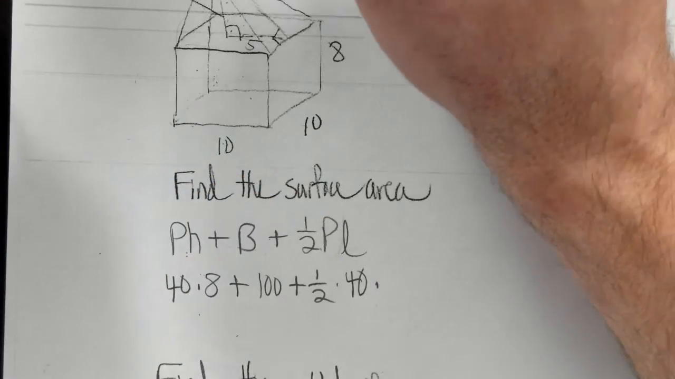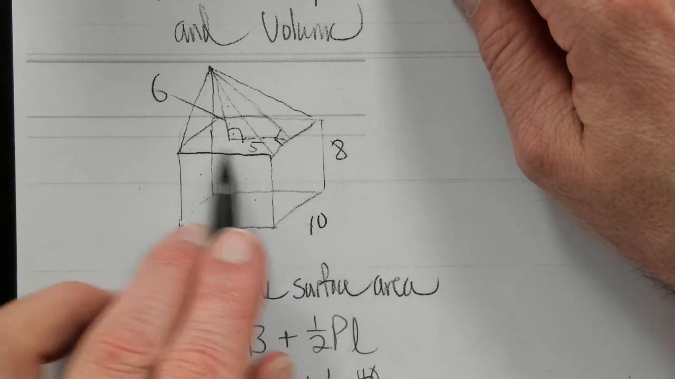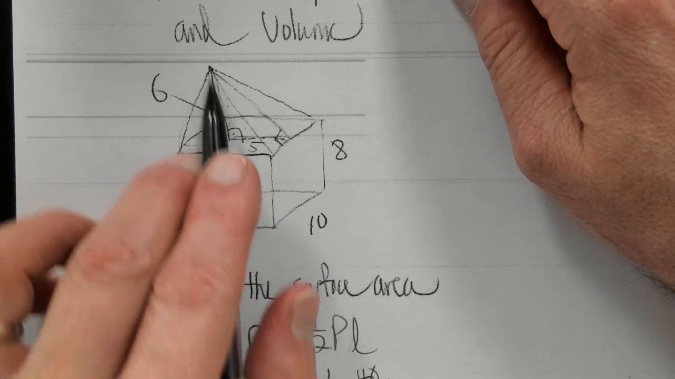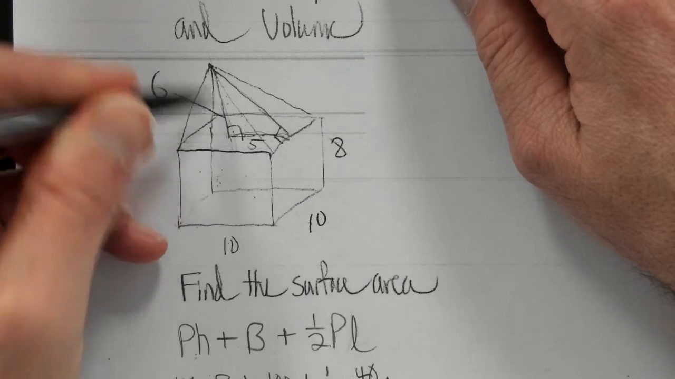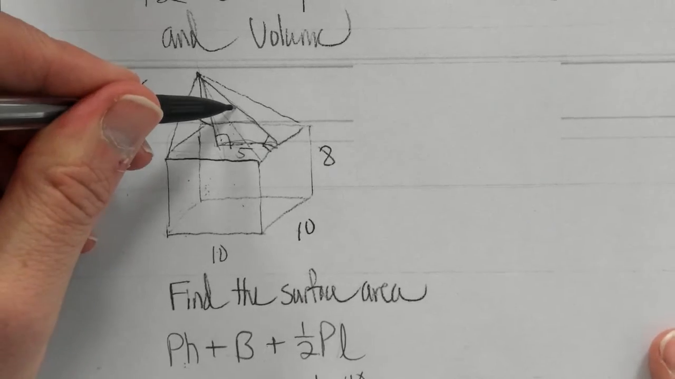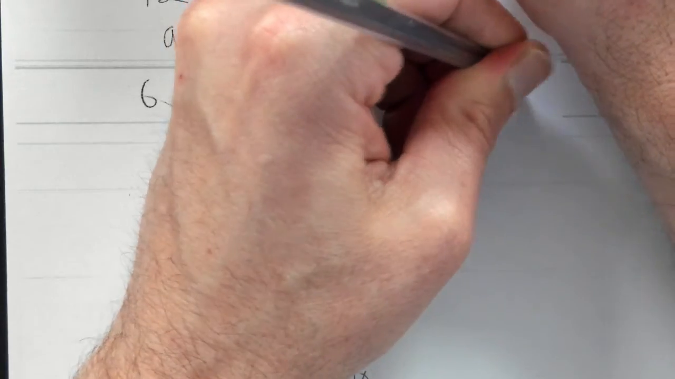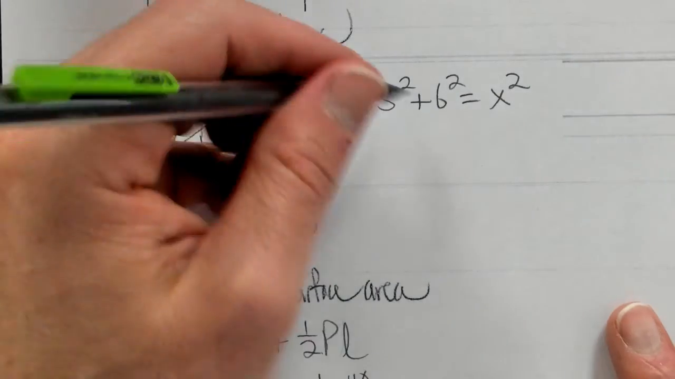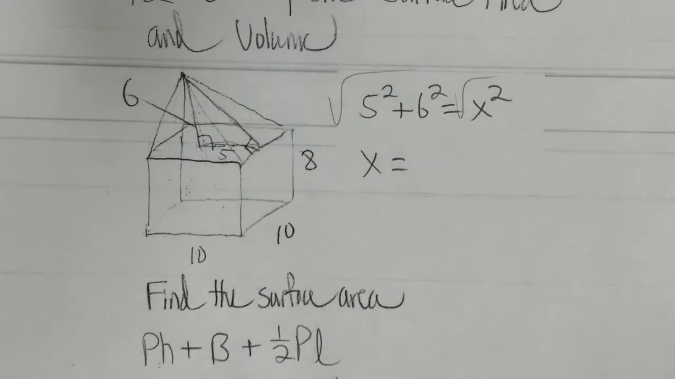Now, here's where we're going to have to do a little extra work. L stands for the slant height, and that's not given to me. But remember, if this is 10, from here to here is 5. They've given me the real height as 6, and when you connect the real height and the slant height, that makes a right triangle inside of the pyramid. The slant height is missing, and that's the hypotenuse, my c. So I'll go 5 squared plus 6 squared equals x squared, and then that will be my slant height. I'm ready to take the square root of both sides here, and we get x is equal to the square root of this.